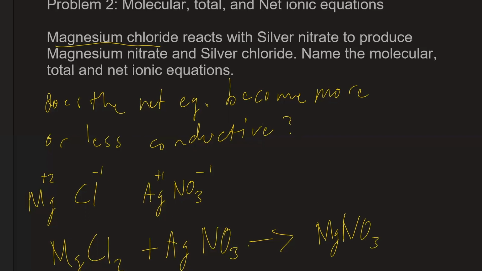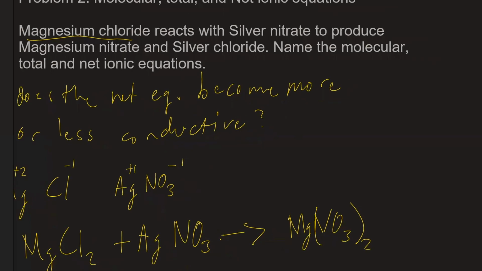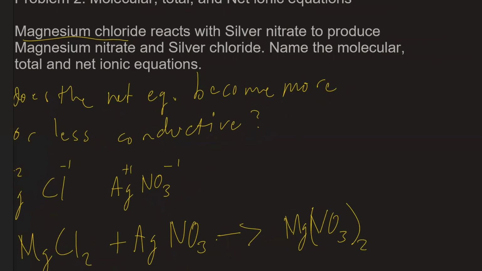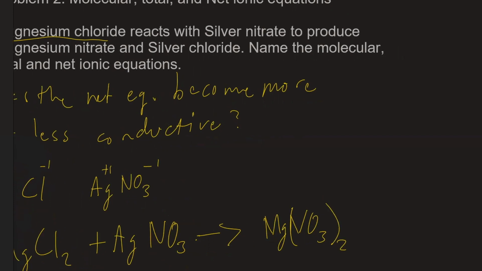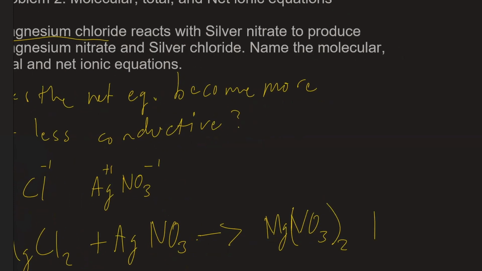And then this produces magnesium nitrate, which is Mg(NO3)2, because Mg's charge doesn't change. If the metal is non-transitional, the charge doesn't change. And then silver chloride, the charge also didn't change, so we have AgCl.